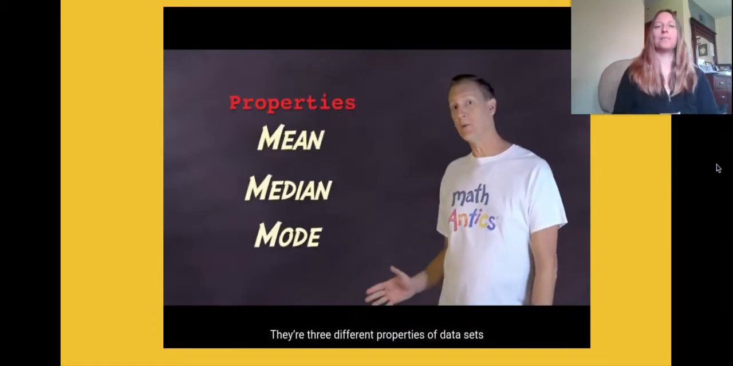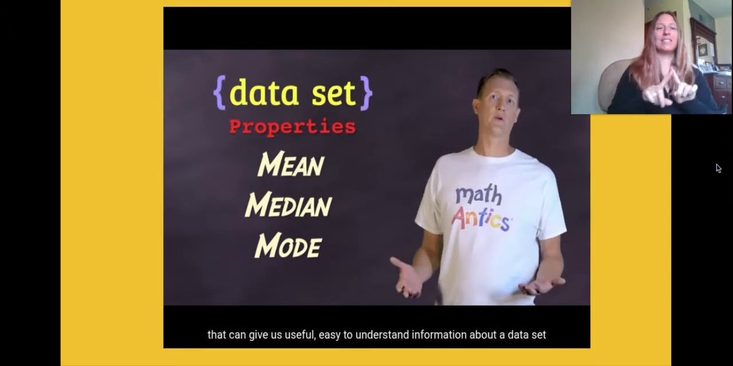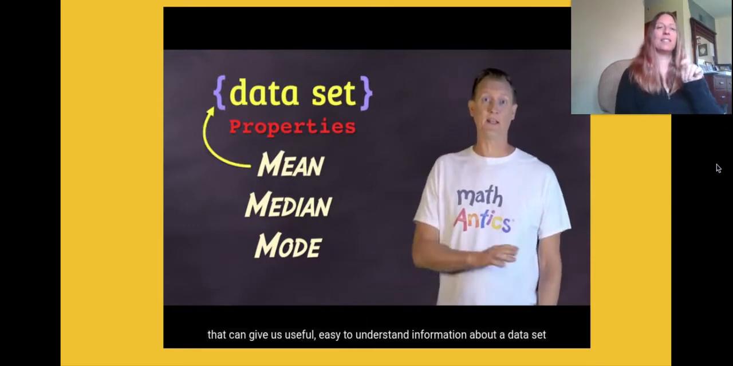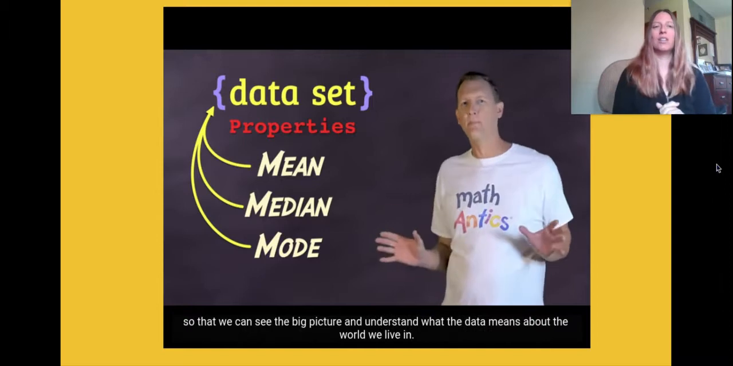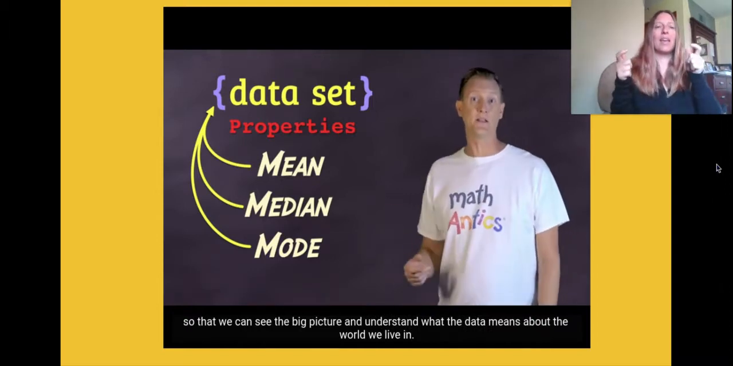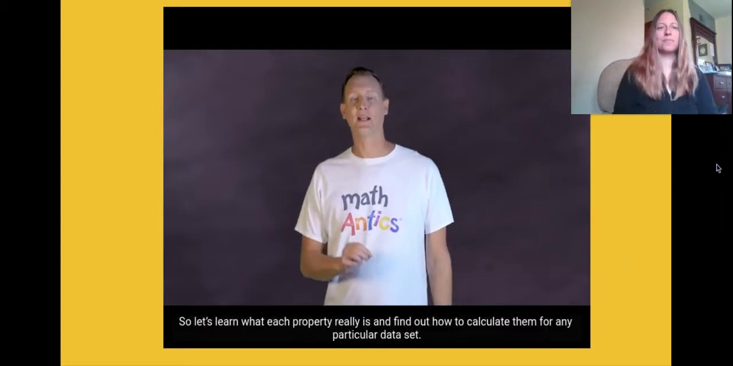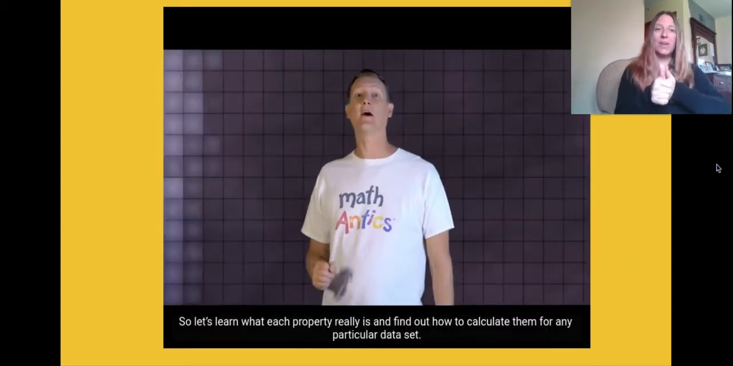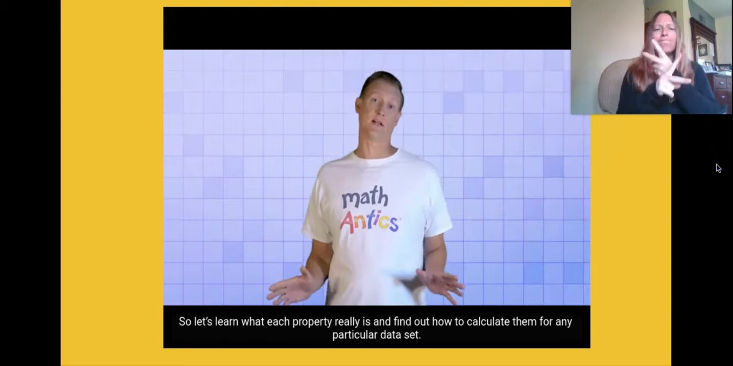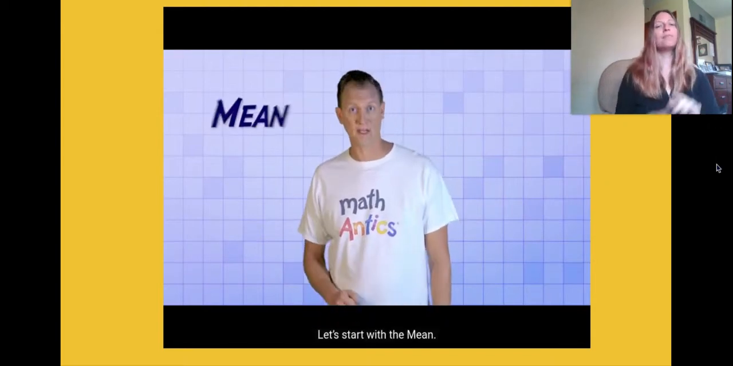There are three different properties of data sets that can give us useful, easy to understand information about the data set so that we can see the big picture and understand what the data means about the world we live in. That sounds pretty useful, huh? So let's learn what each property really is and find out how to calculate them for any particular data set. Let's start with the mean.